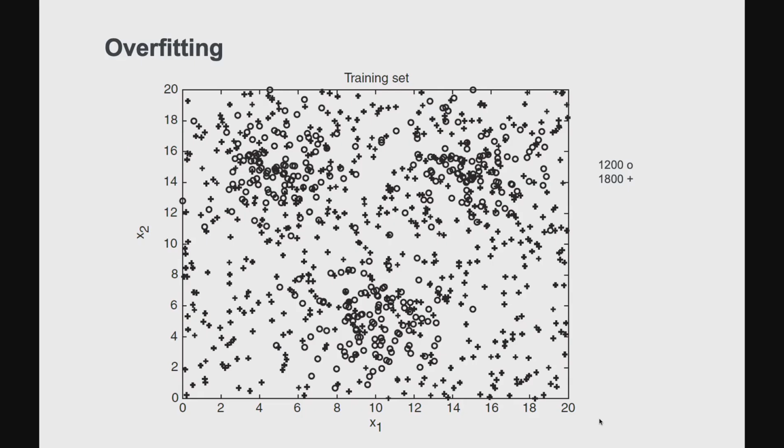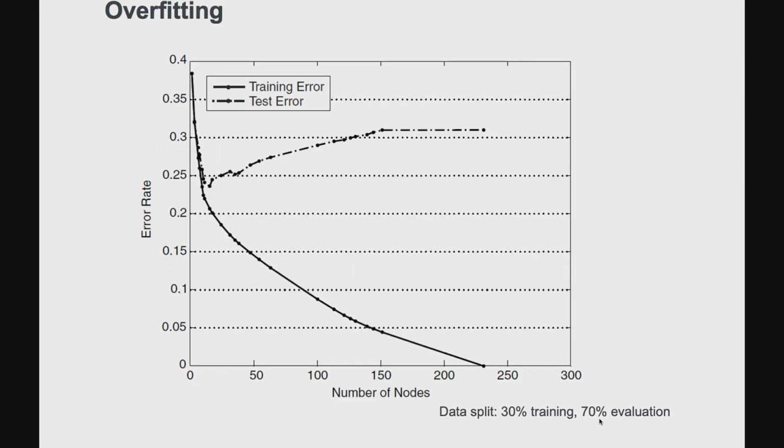In this picture, you can recognize a little bit that there seems to be some sort of center for the circle class here and there, and the rest is mostly this broader cross class. Then when we train a decision tree with the method that I've described so far on it, the training error behaves like the following.